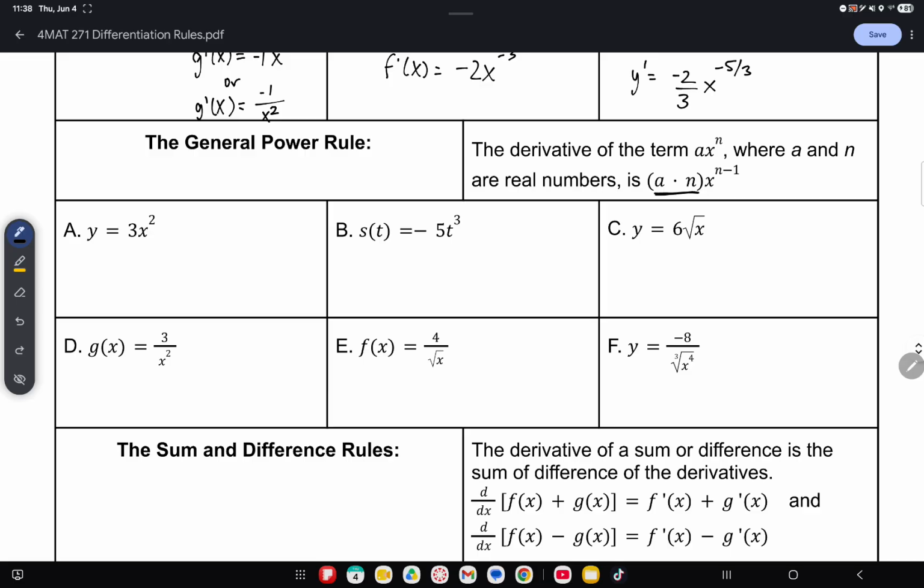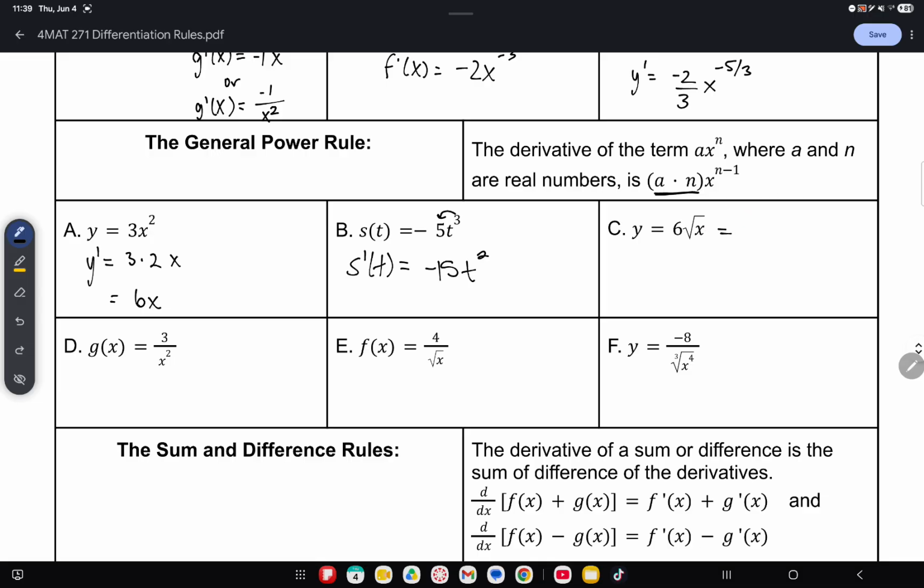So in this case, we've got y equals 3x to the second. So y prime, we have 3 times the exponent, and then subtract 1 from the exponent. So this gives us 6x. I like this one. s of t equals negative 5t cubed. We do a derivative. We can bring out the exponent to multiply, make that a negative 15, and then we can subtract 1 from the power. So negative 15t squared.